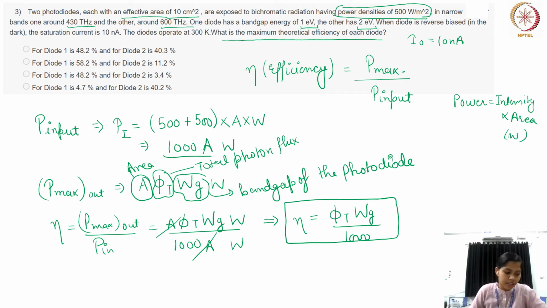Is it clear to everyone? You can write yes in the chat box. Okay.